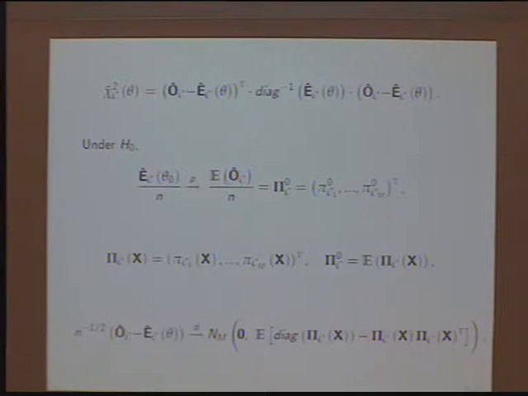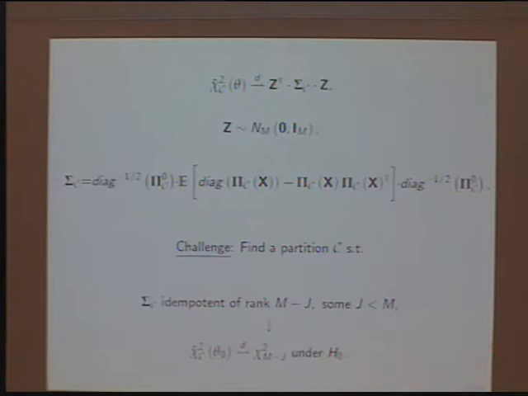And then we have also here this vector. This is the vector of conditional probabilities of belonging to these classes. And we have that this converges to a multivariate normal with this particular variance and covariance matrix, okay? Which is not nice at all. Then what happens? The chi-square is going to converge to this quadratic form in this matrix, where these are independent standard normals, okay? It's a vector of independent standard normals. And this is the matrix that we have here, okay? Of course, this is not the identity matrix, and this is unknown, okay?